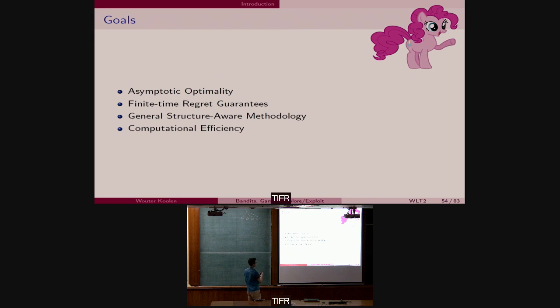Okay, and we'd like to get asymptotic optimality as the first step, then finite time regret guarantees on top, and we would specifically like to know, can we make something where the structure is a nice parameter, you supply something about it and it adapts to it.